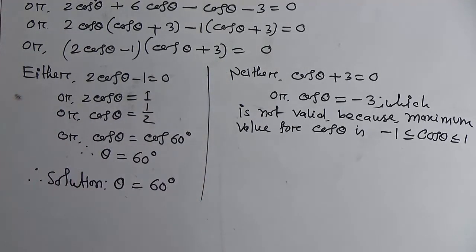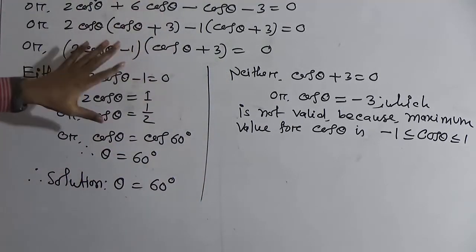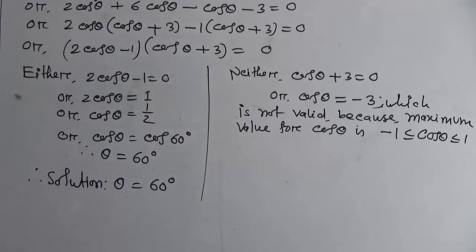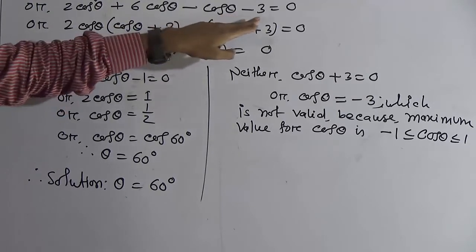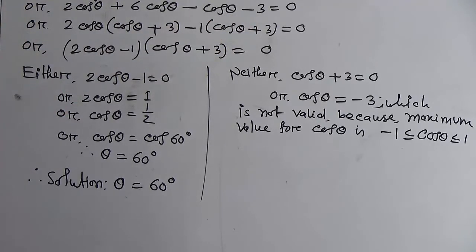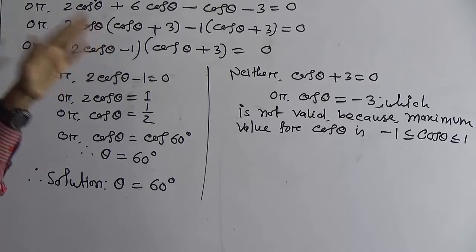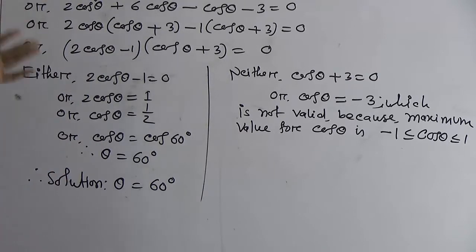Student, I hope you understood this math clearly, but there is one place where you may face a problem. Consider the line 2 cos square theta plus 6 cos theta minus cos theta minus 3 as a simple equation, 2x square plus 5x minus 3, and then this will be easier for you. I hope you understood. Now I will solve question number 26, okay student.